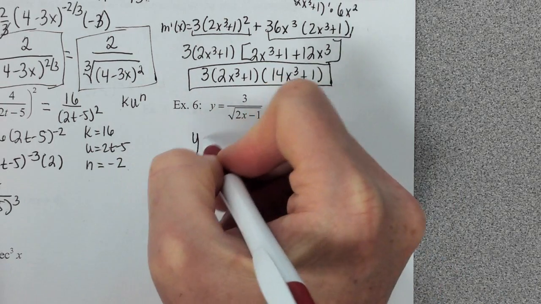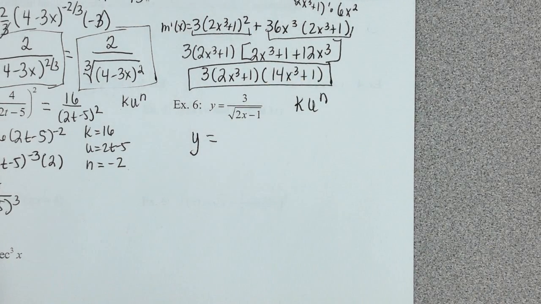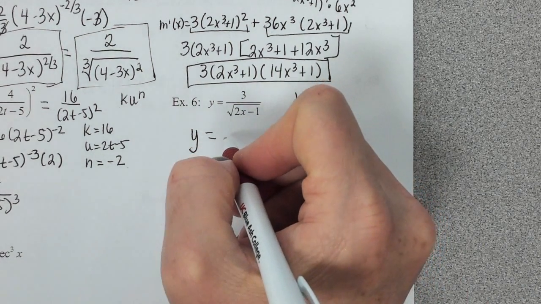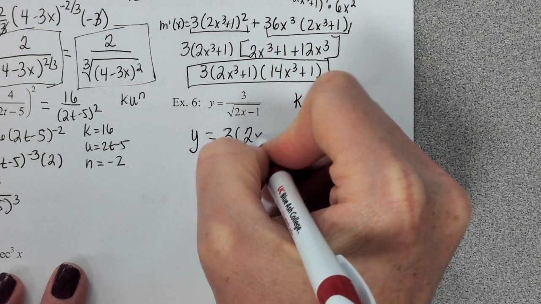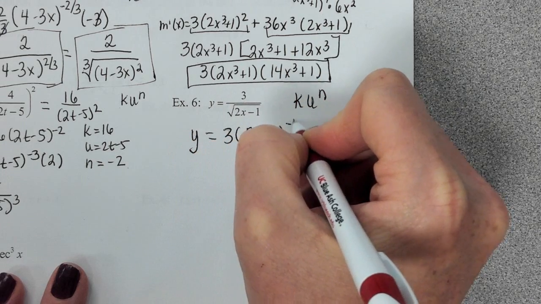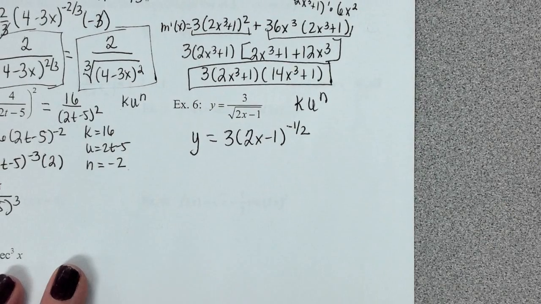Any ideas on how we can do that? Yeah, what do you think, Joe? 3 times 2x minus 1 to the negative 1/2. Great, that's right. See, now I don't have to use the quotient rule at all.